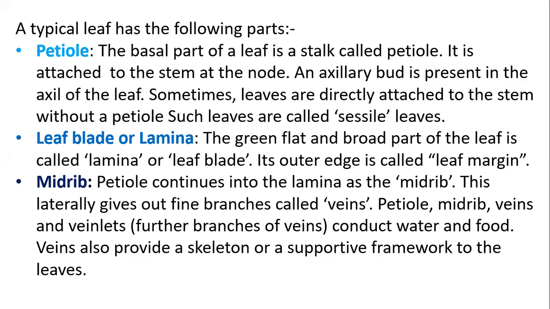A typical leaf has the following parts. Petiole. The basal part of the leaf is the stalk called petiole. It is attached to the stem at the node. An axillary bud is present in the axil of the leaf. Sometimes leaves are directly attached to the stem without a petiole. Such leaves are called sessile leaves.